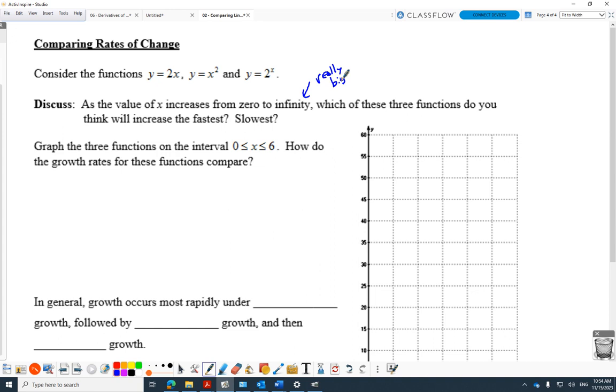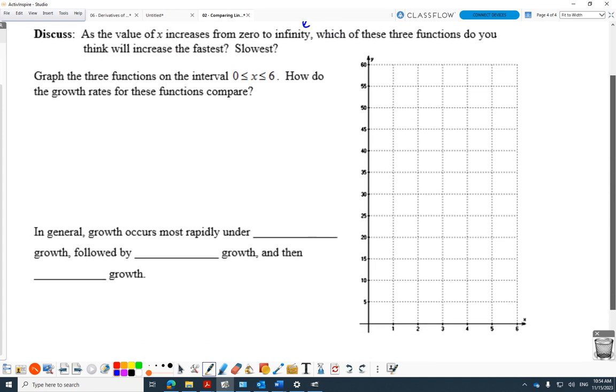If you did the investigation, you already know which one increases the fastest. If you haven't, that's fine. I'm going to do it here and talk about it. I'm just going to act like I don't know. Graph these functions on the interval 0 to 6. How do the growth rates compare? It's 2 to the exponent x.